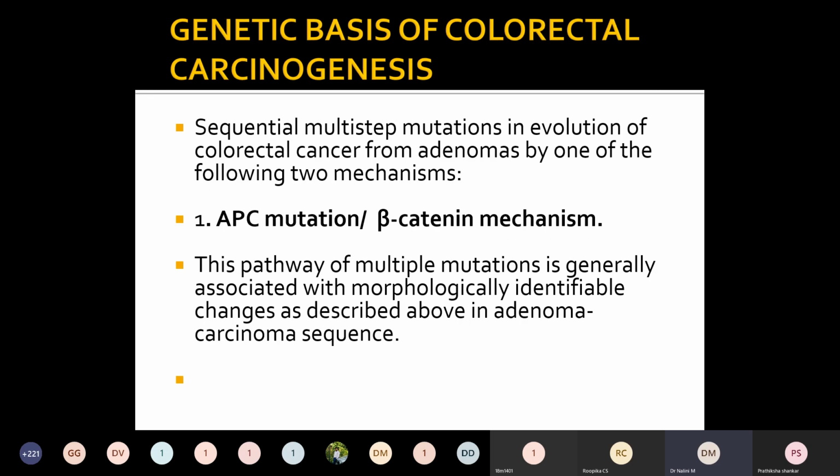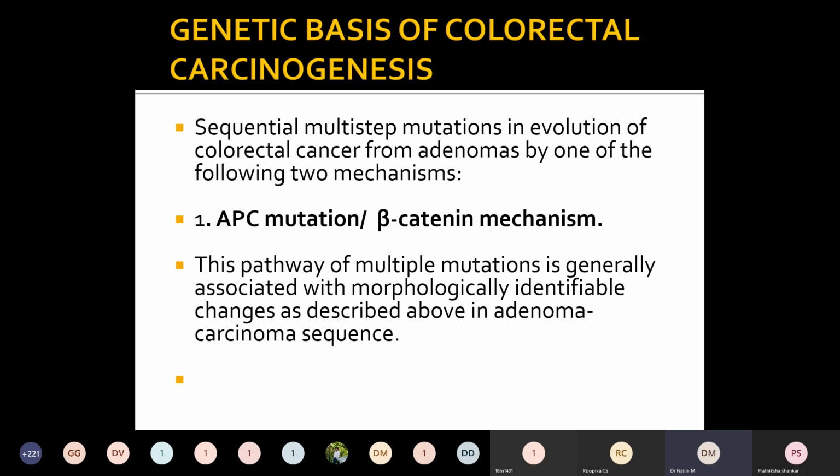So coming to the genetic basis, this is again very, very important, a usually asked question. Colorectal carcinoma comes as a main question too, where you will have to discuss the genetic basis of colorectal carcinogenesis. At least you need to mention and give the highlights of the three mechanisms that we are going to discuss now. Okay, so there is a sequential multi-step mutation in the evolution from adenoma to carcinoma, and it is one of the three mechanisms that we are going to discuss now.